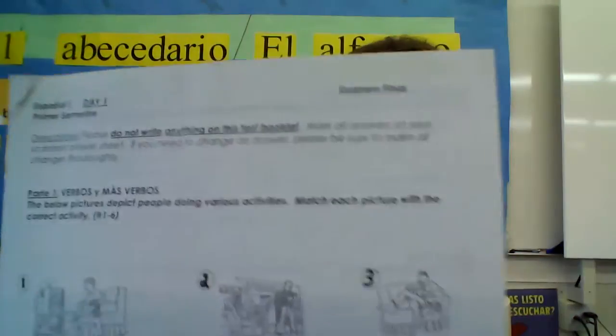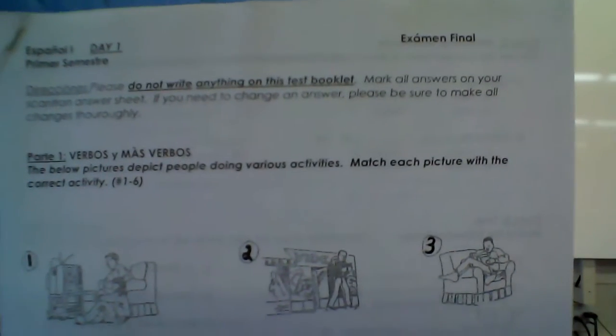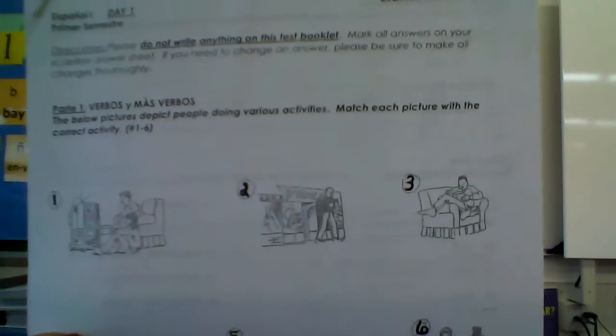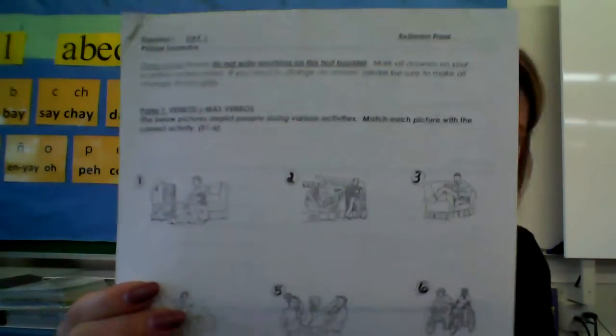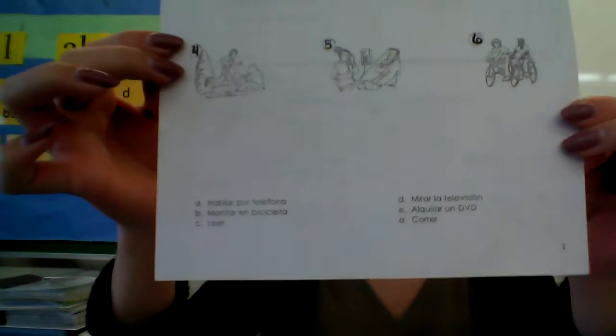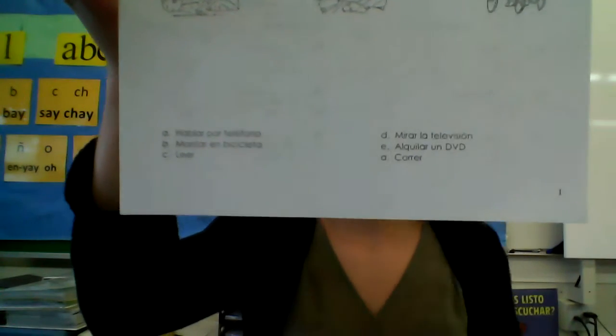Okay, parte uno. Verbos y más verbos. So verbs and more verbs. This is mainly vocabulary. You have to look at these 6 pictures they show you and then decide which matches with the words below. So you have 6 options for 6 pictures.